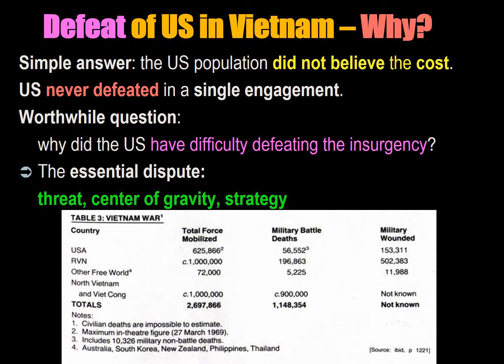The U.S. was never defeated in a single engagement and inflicted terrible losses on the Viet Cong and North Vietnam. Over 1 million were killed. But it is a worthwhile question: why did the U.S. have difficulty defeating the insurgency?